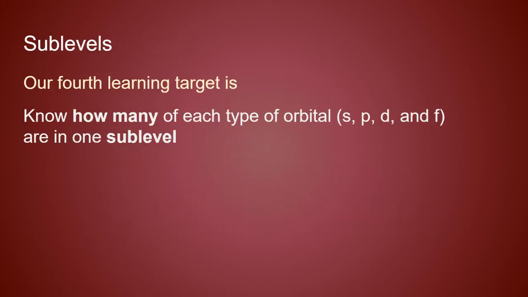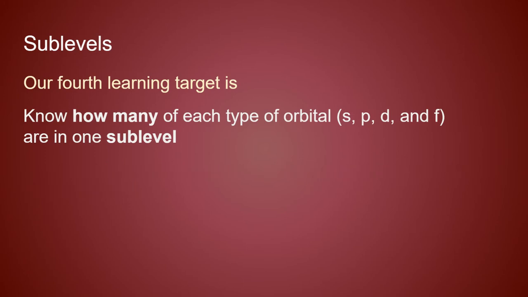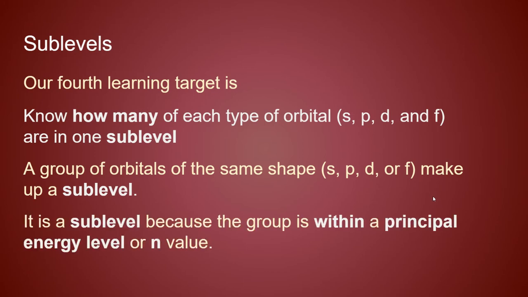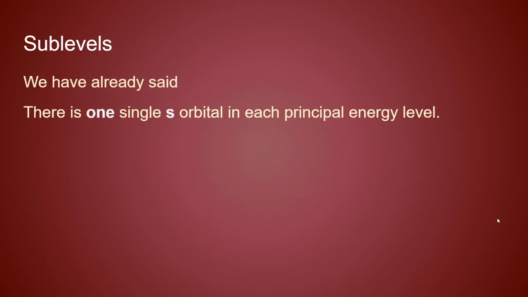Our fourth learning target is know how many of each type of orbital, S, P, D, and F, are in one sublevel. A group of orbitals of the same shape, S, P, D, or F, make up a sublevel. They come in groups, except for the S. It is a sublevel because the group is within a principal energy level, or n value. So you have your principal energy level, and then within that, you have sublevels that are S, P, D, and F. So we've already said there is one single s orbital in each principal energy level.